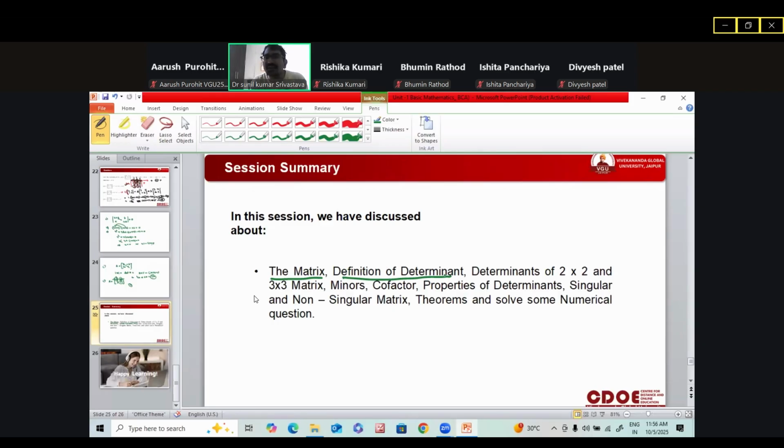On the basis of determinants, singular and non-singular matrices are defined. If any matrix has determinant value equal to 0, the matrix is known as a singular matrix, and any matrix whose determinant value is not equal to 0 is known as a non-singular matrix. Theorems, numerical questions and some problems were also discussed in detail to make the relations very clear to all of you.